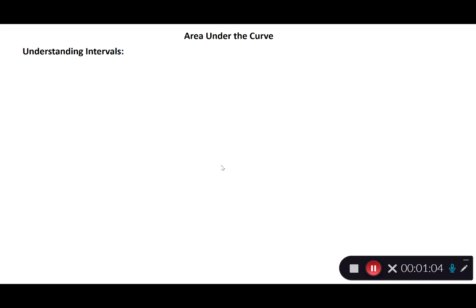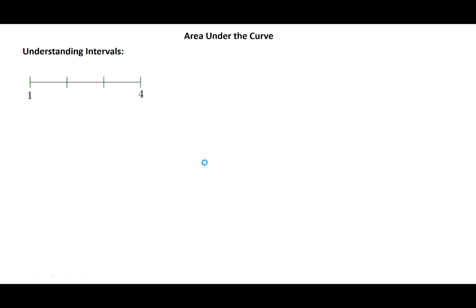Area under the curve. One of the first things that you need to understand is how do you split an interval? Right now, I'm showing you an interval 1 through 4, a closed interval. And I want to split this into 3 equal intervals. Do you see how I have 3 equal intervals?